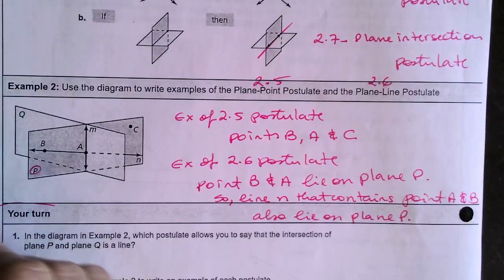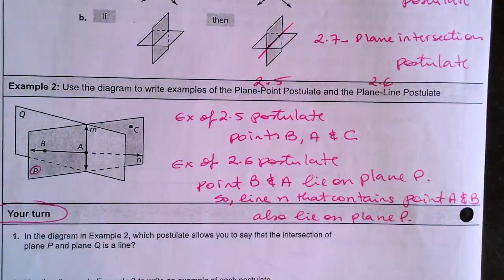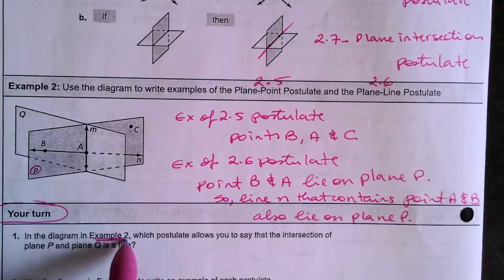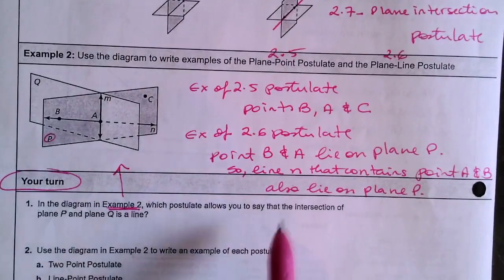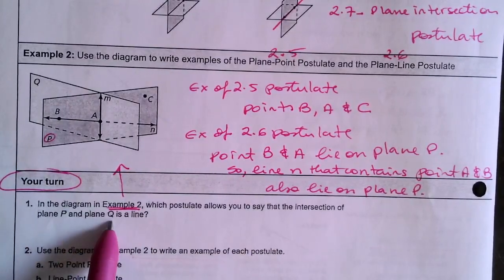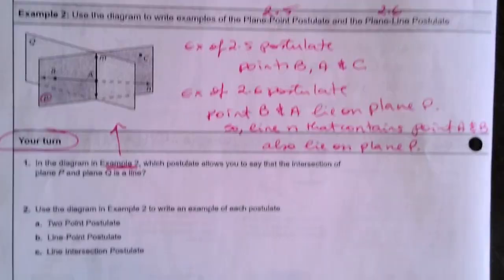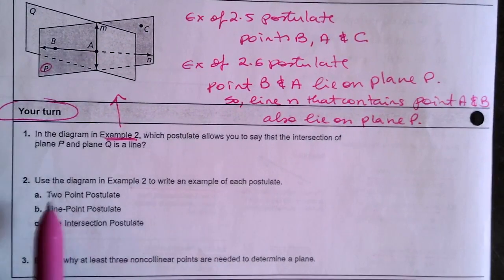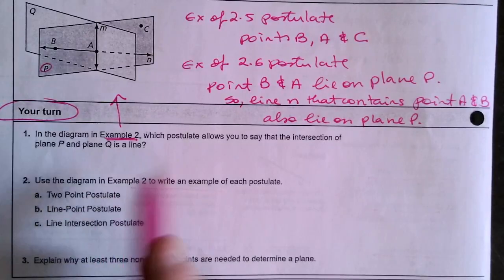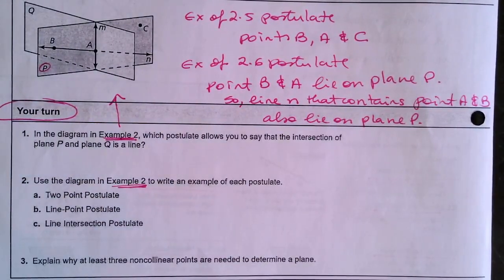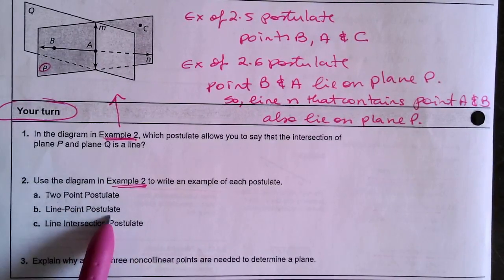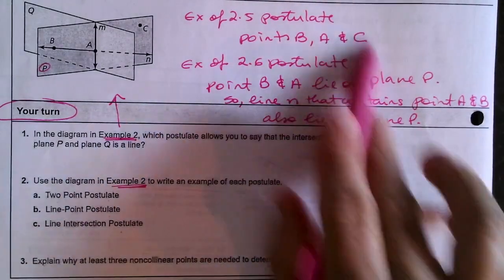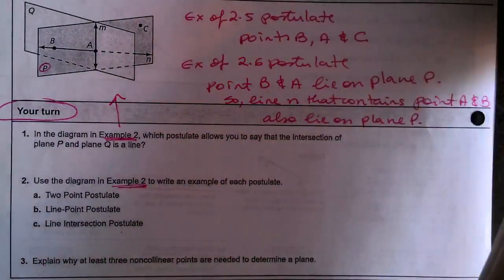All right, so here, your turn. I would like for you to take a look at this one. In the diagram in example 2, which postulate allows you to say that the intersection of plane P and plane Q is a line? You're going to look in the front page and see which postulate that is. Number 2, use the diagram in example 2. Again, you're also using the diagram above to write an example of each postulate: 2-point postulate, line point postulate, and the line intersection postulate. The same thing that we did on example 2, I would like for you to do on this one.